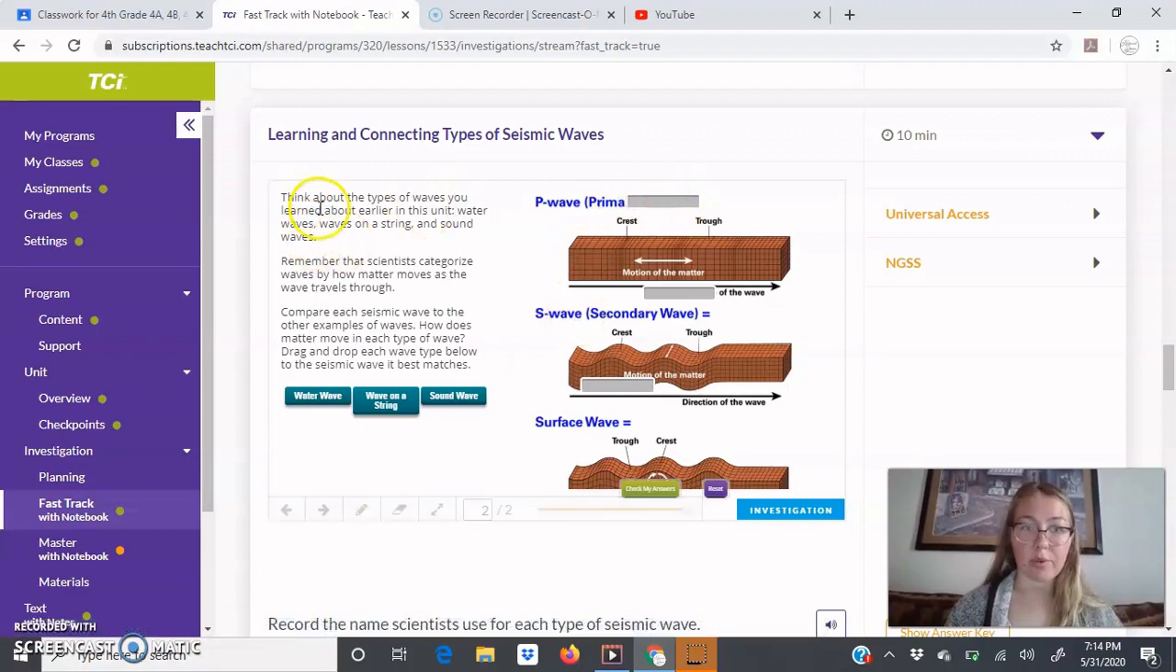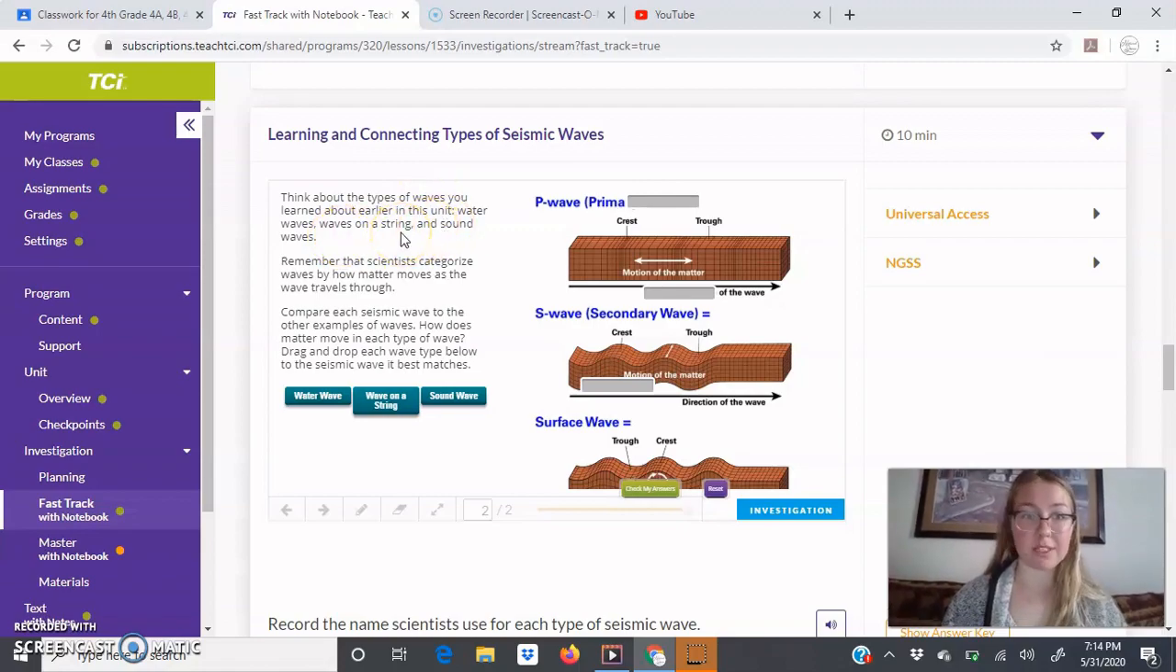So it says here, think about the types of waves you learned about earlier in this unit: water waves, waves on a string, and sound waves. Remember that scientists categorize waves by how matter moves as the wave travels through. Compare each seismic wave to the other examples of waves. How does matter move in each type of wave? Drag and drop each wave type below to the seismic wave it best matches.